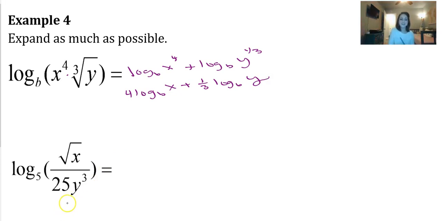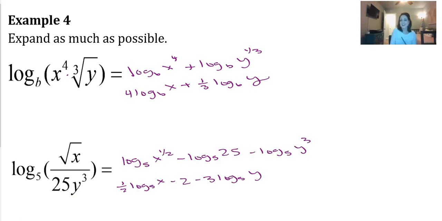All right, can you try the next one on your own? Hit continue when you're ready to check your answer. All right, I've got the answer on the screen. You can pause if you need to change anything. Notice that we have a division here, right? We also have a multiplication here, so I can break this into 3 separate logs, making sure that I have a minus in front of any log whose argument was originally in the denominator.